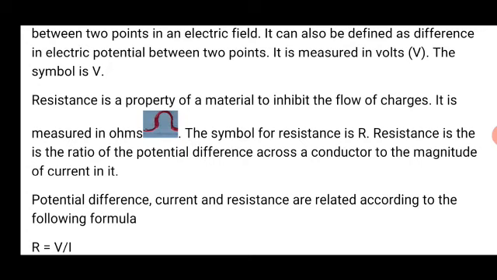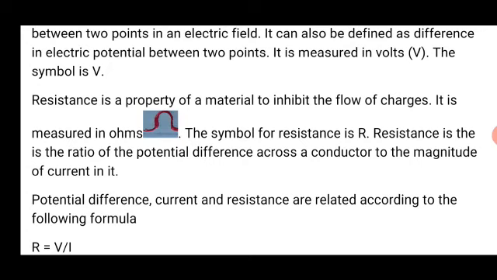Resistance is measured in ohms. Ohms is spelled O-H-M-S, and that is the symbol. You can see the symbol. The unit is ohms. Now, when you want to write the shorter form of the unit, you make use of that symbol. So to represent ohms, we make use of this symbol that you can see here.